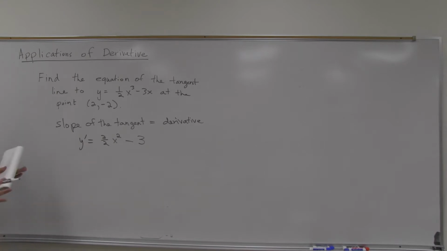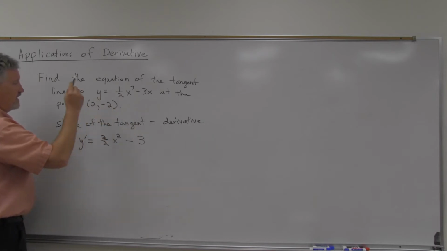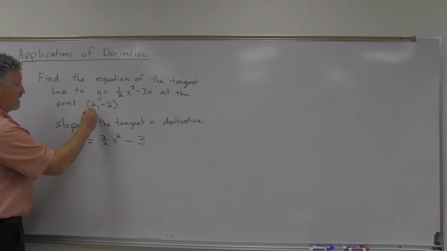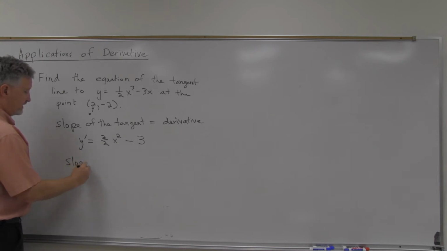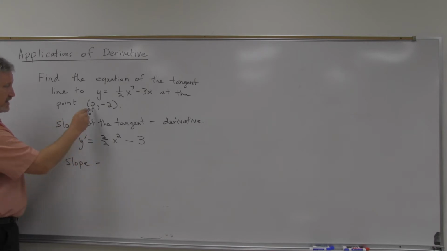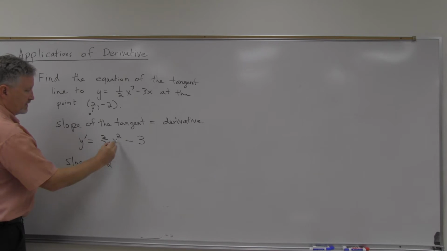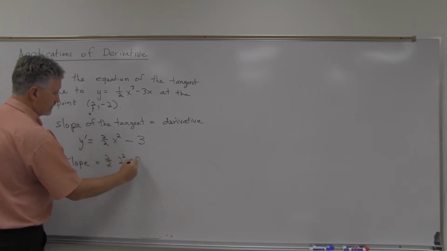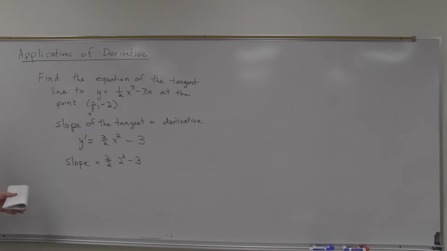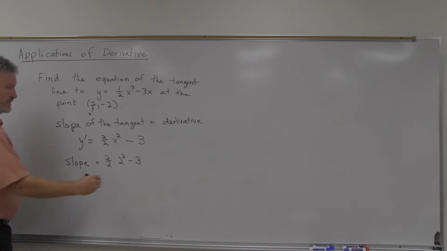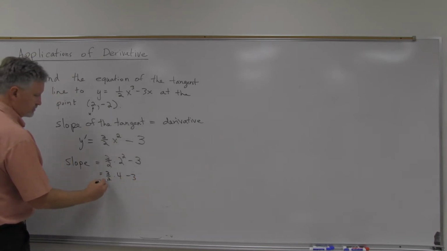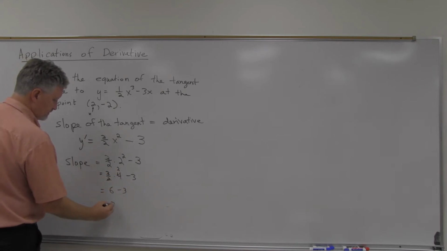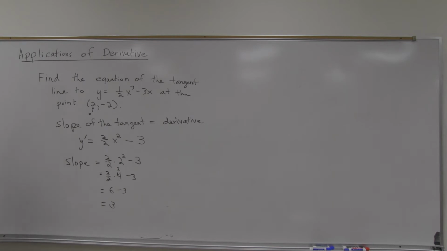So that's our derivative, and how that helps us here is we now know the slope is the derivative, and we're talking about the slope at (2, -2), so the x value I want my slope at is 2. The slope of this tangent line I'm seeking is the derivative evaluated at x equals 2. So it'll be 3/2 times 2 squared minus 3. Figure that out, then you've got the slope of your tangent line. 3/2 times 4 is 6, subtract 3, so it's 3. So that's the slope of the tangent line at this particular x value.